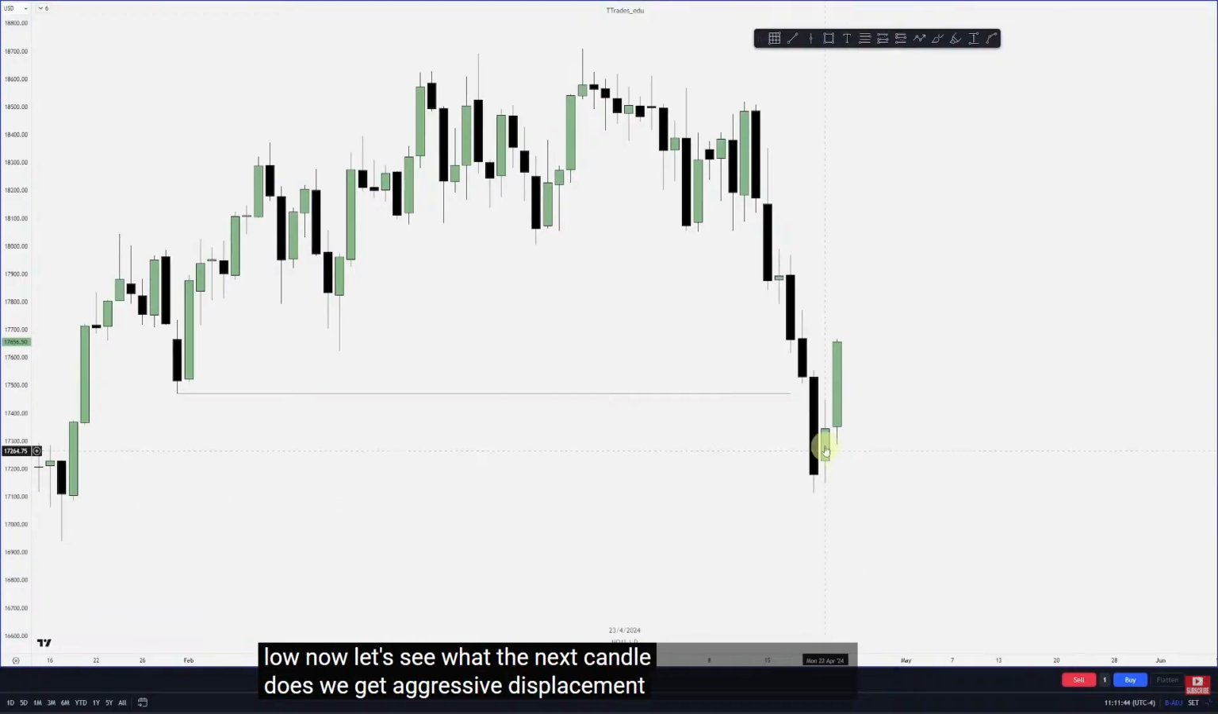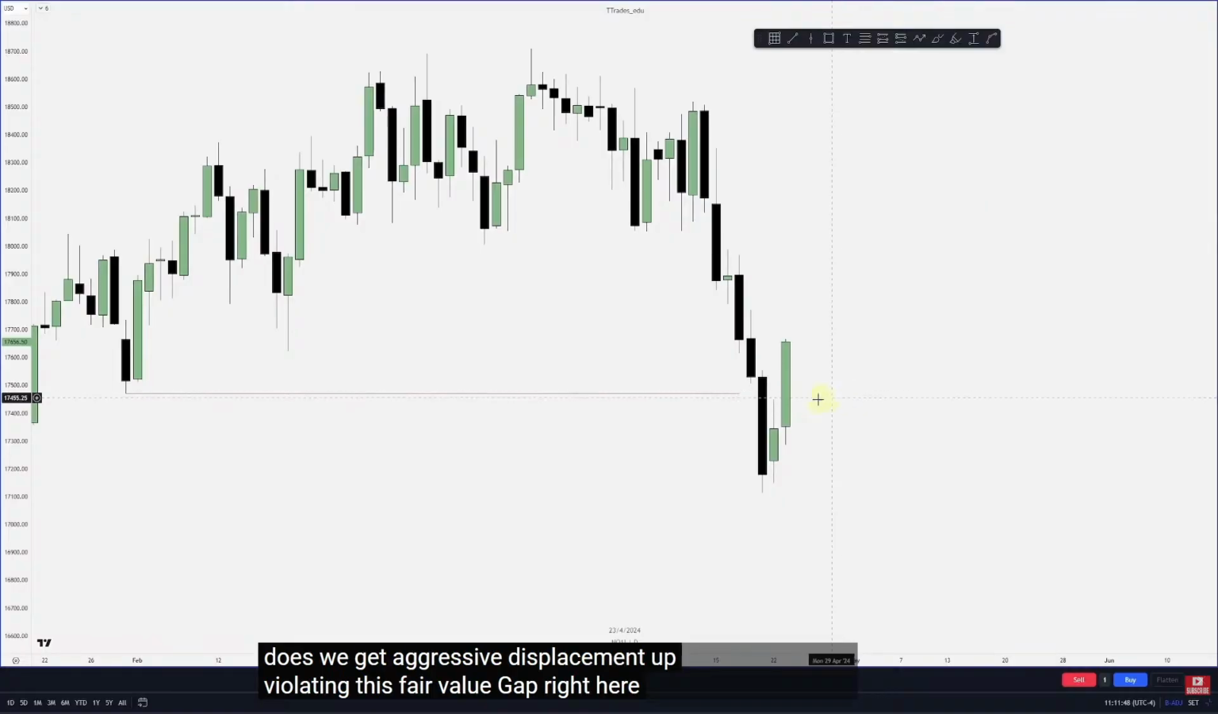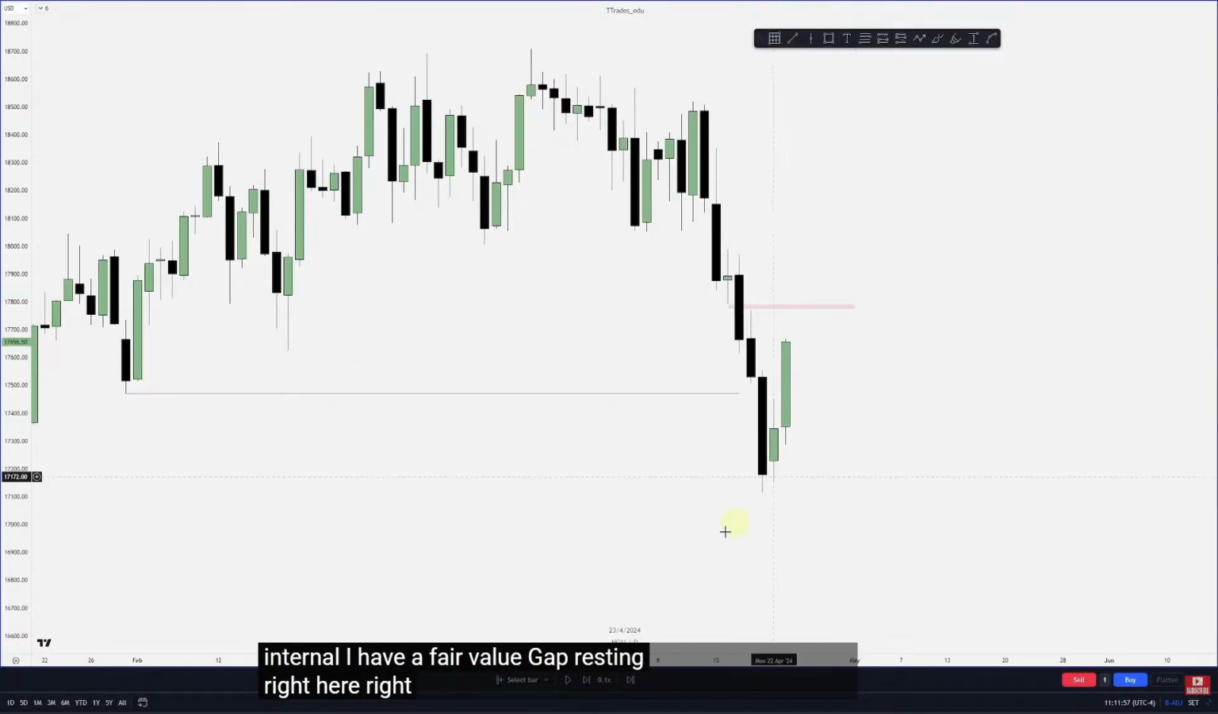We get aggressive displacement up, violating this fair value gap right here. So, if I'm going to look for external to internal, I have a fair value gap resting right here, right around discount of this range here. So using that as my draw on liquidity, or looking for price to draw to this higher time frame level, I'm going to drop down to the hourly chart.